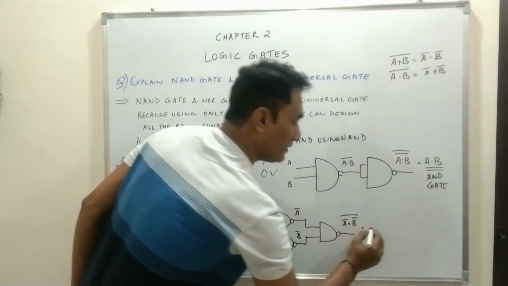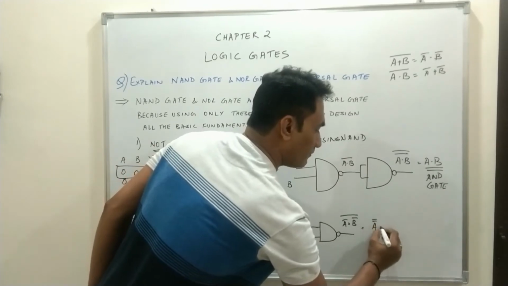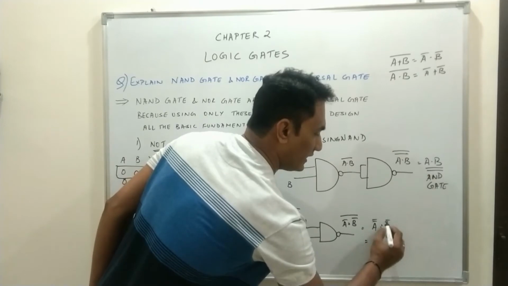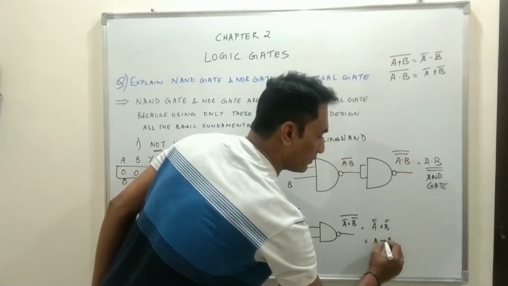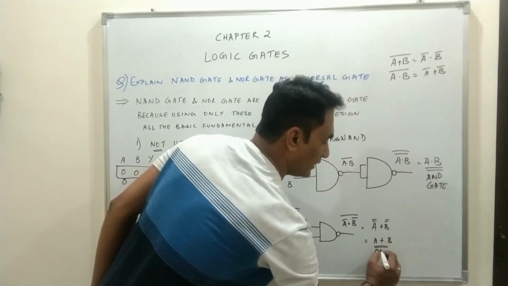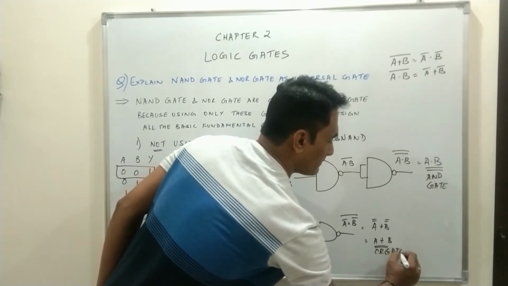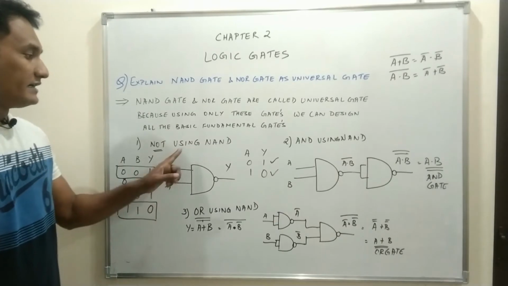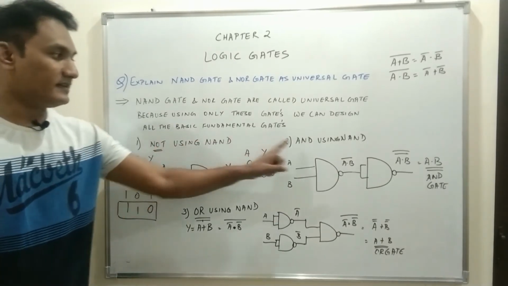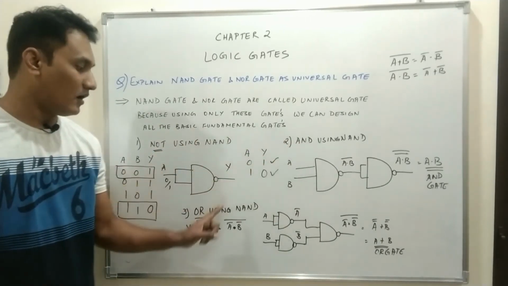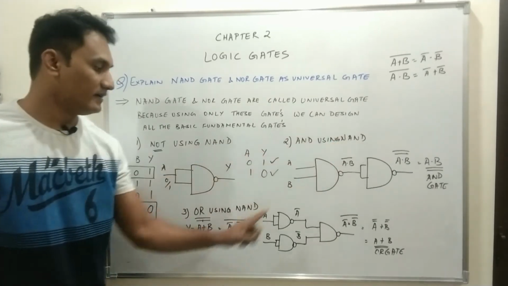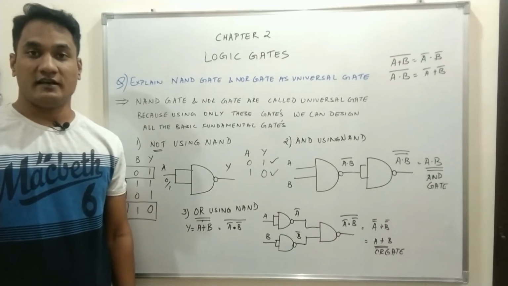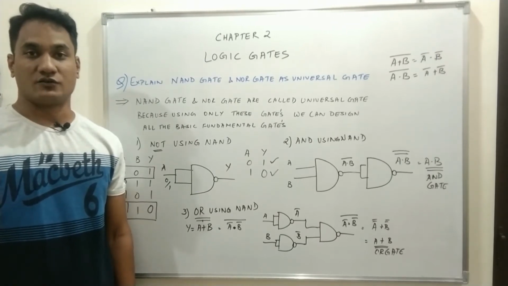So A bar dot B bar will be A double bar plus B double bar. And what is A double bar? It is A, B double bar is B, and the plus sign. So this is nothing but your OR gate. So we can design all the basic gates NOT and OR using only NAND gate, and therefore NAND gate is called a universal gate. I hope you have understood.